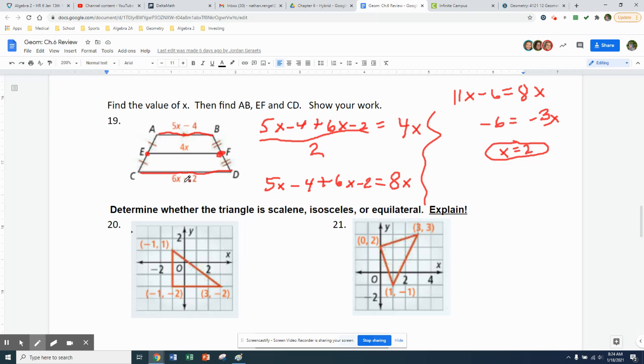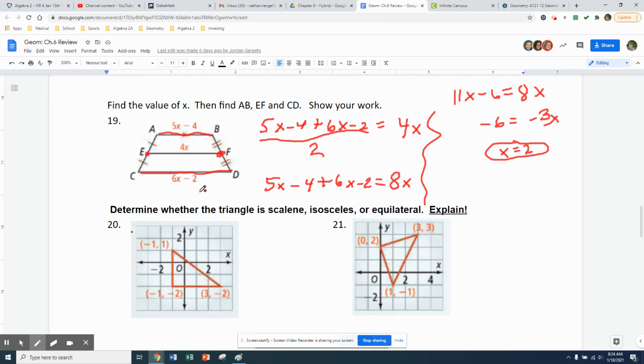So it looks like the top base would be 10 minus 4, which is 6. The mid-segment would be 8, and then the other segment would be 10, which works because 6, 8, 10. 6 and 10, the average would be 8. So that would be your result.